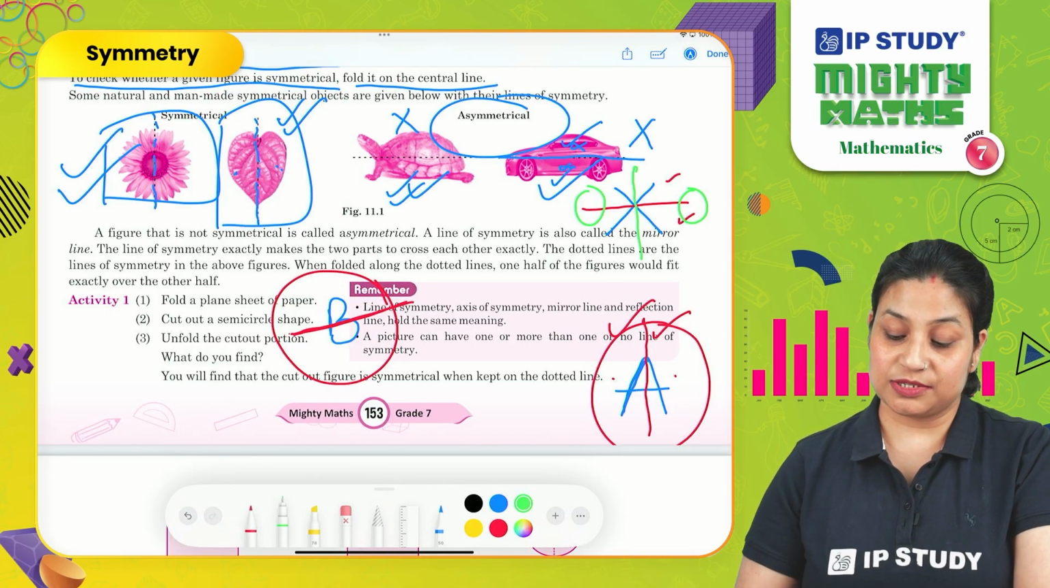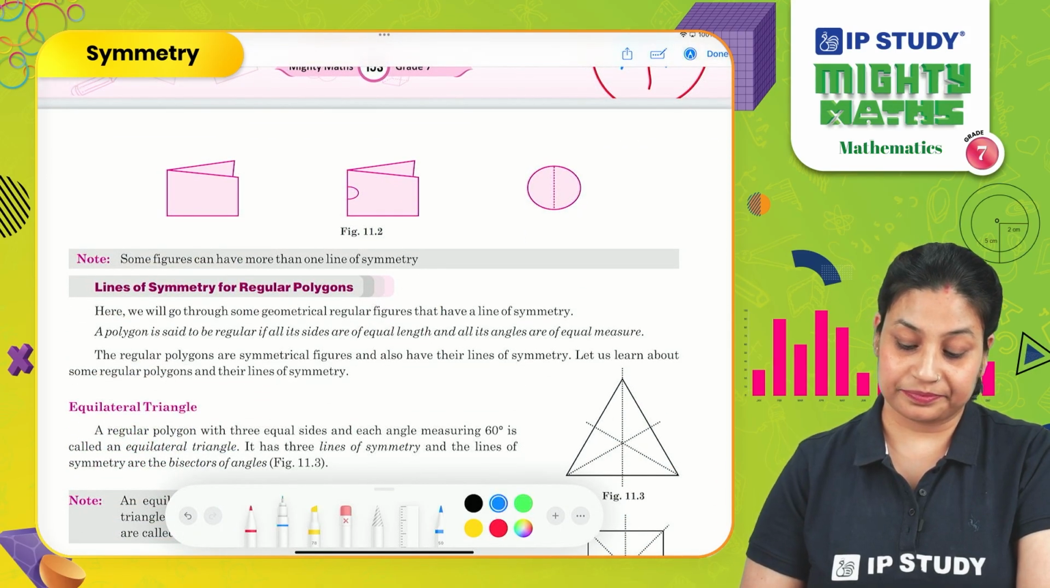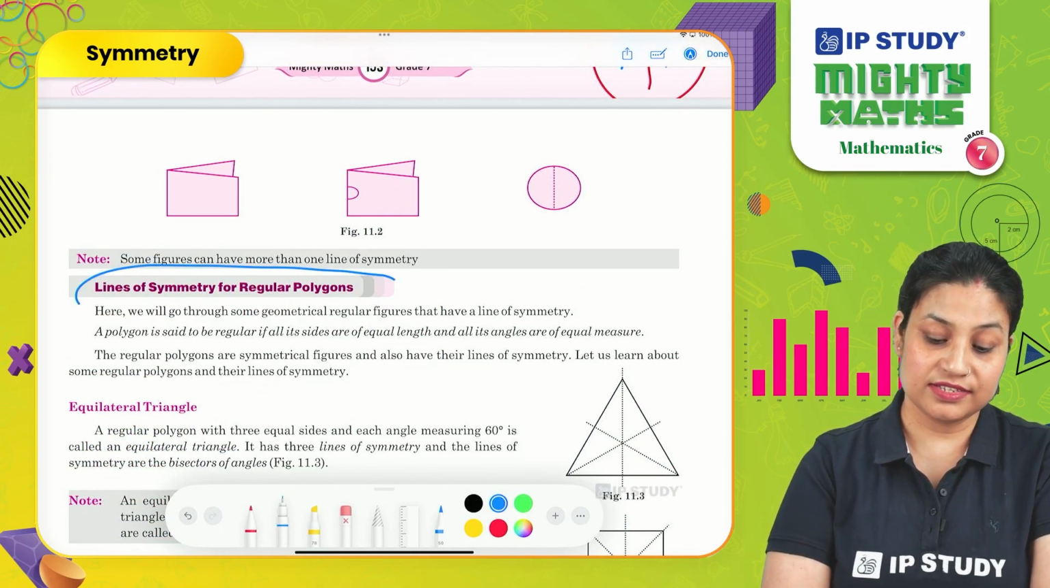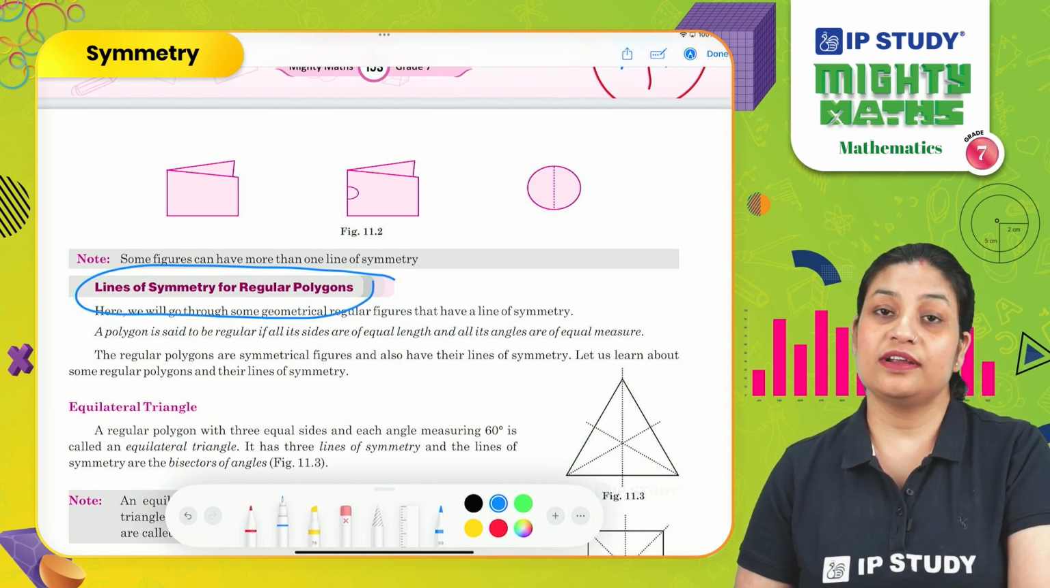Now, let's move on to the next topic, and the next topic is lines of symmetry for regular polygons. So what are regular polygons?